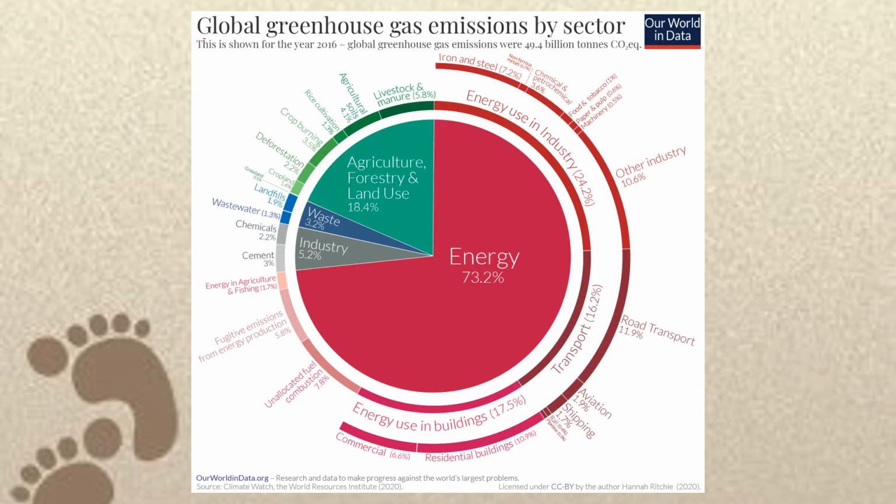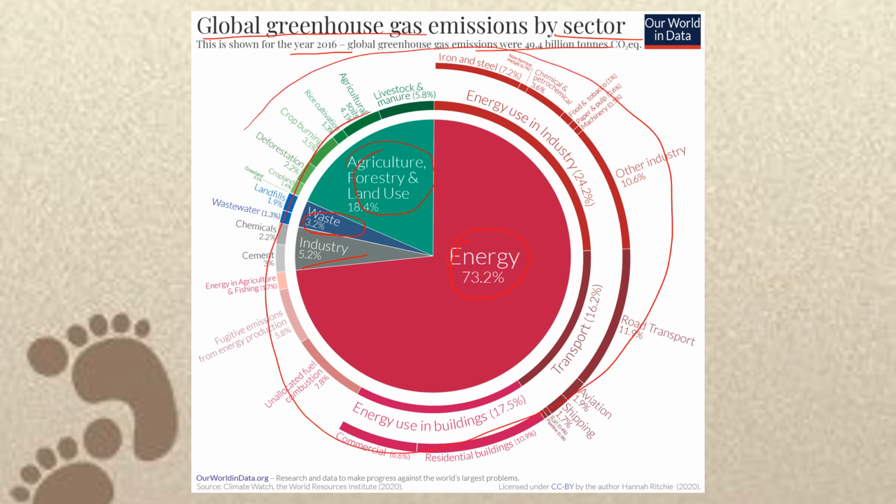So if we talk about global greenhouse gas emission by sector in the world, this is how in the year 2016 global greenhouse gas emissions were recorded. They were around 49.4 billion tons of carbon dioxide equivalent, and you can see that the energy sector is the maximum contributor to the global greenhouse gas emissions, followed by agriculture, forestry, and land use being at 18%, and then industry, and then waste. And after that, there are so many other contributors which are marginally present all around.